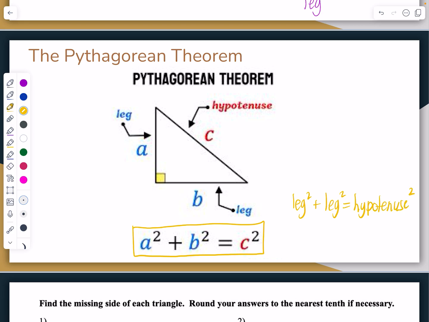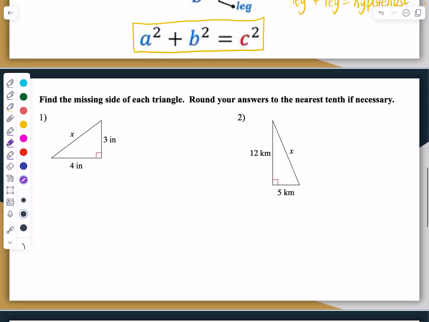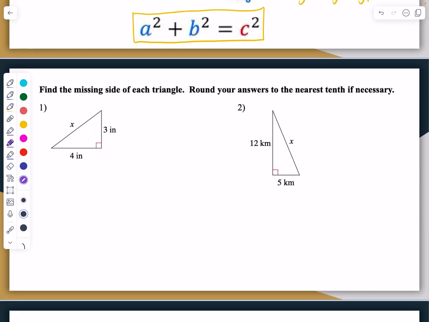That squared just means that it's raised to the second power. So you're going to be able to do that in your calculator. So here's our hypotenuse, here are my legs. A squared plus b squared is equal to c squared. And it's going to allow us to solve for missing pieces. It said, find the missing side of the triangle and round your answers to the nearest tenth if necessary.